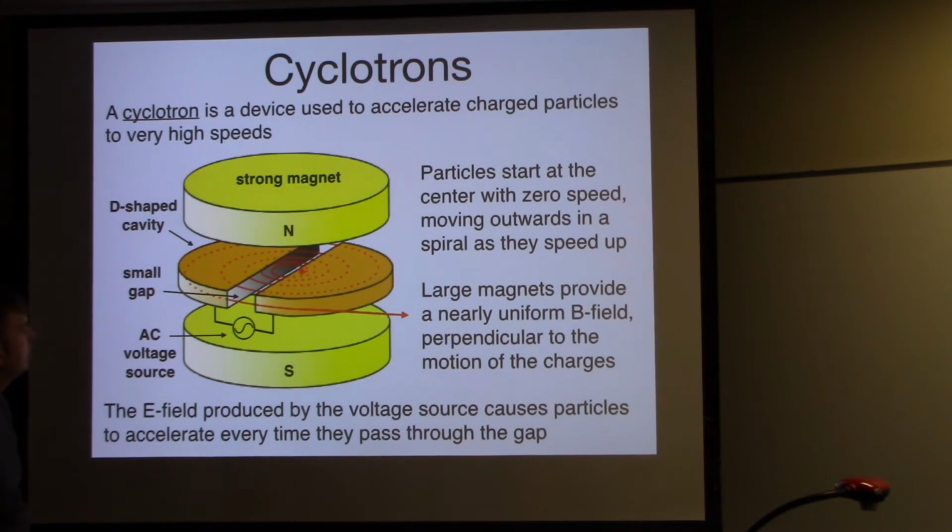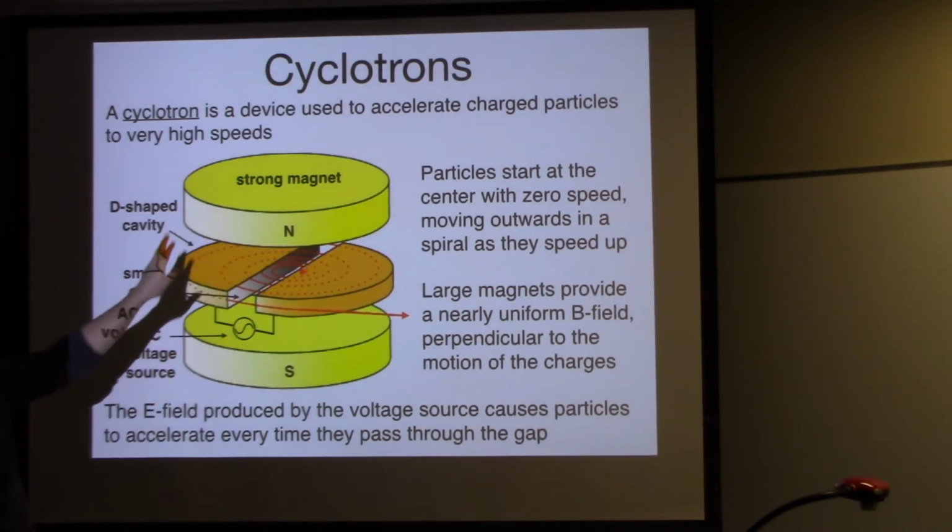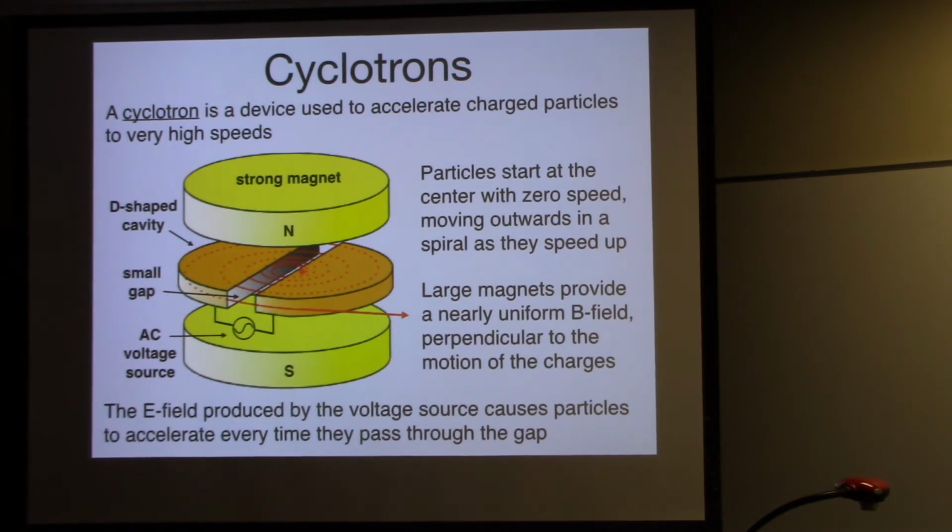Okay? What does a uniform magnetic field make these charges do? It makes them move in a circle. Okay, so they move in circular paths. But again, each time the particle passes through the gap, it's going to get a little kick from the electric field. It's going to move a little faster from the electric field.